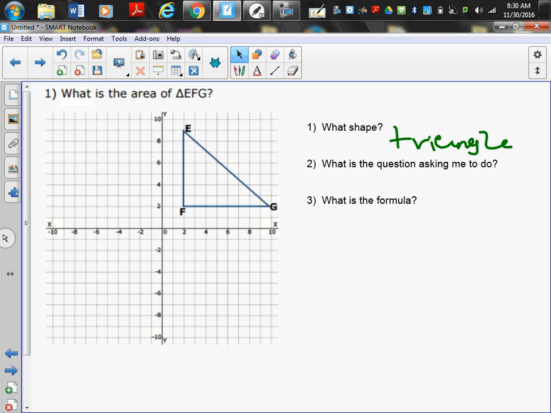Miss Allen. Area. I agree. All right. So the third question is, what's the formula for the area of a triangle? Brandon. B times H over 2. Very good.